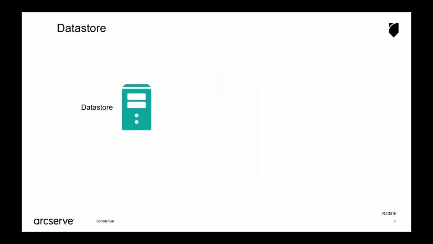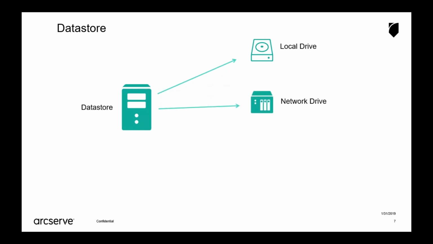Now let's see where you can configure the data stores. You can configure it on a local drive, which means it can be on the RPS server itself, or it can be any shared drive. Using a UNC path, you create a data store and you select the destination as a shared drive. Or you can also have storages like SAN, NAS. You can configure them as UNC paths or iSCSI targets and keep those as destinations for the data stores.